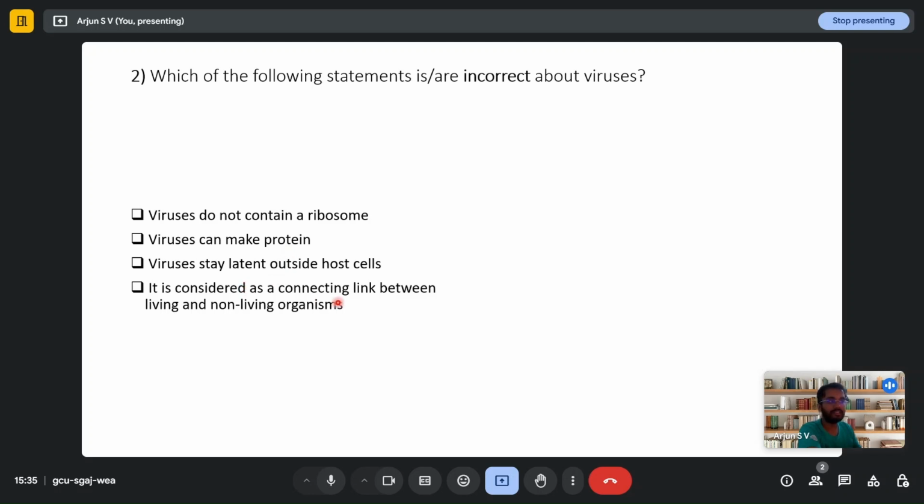It is considered as a connecting link between living and non-living organisms, which is also correct because it is somewhere in between. It can't live outside the host cell. So the correct option is viruses can make protein, which is incorrect.